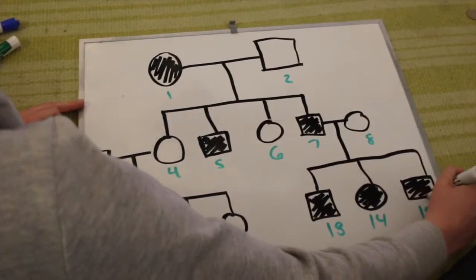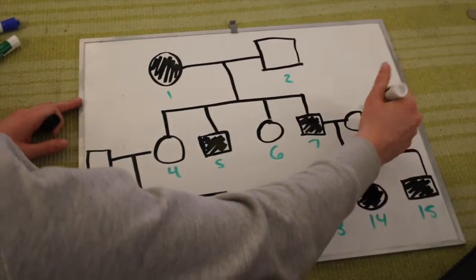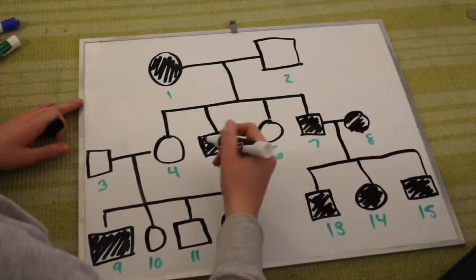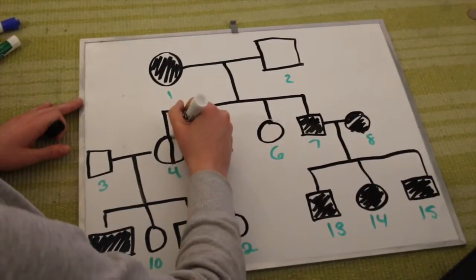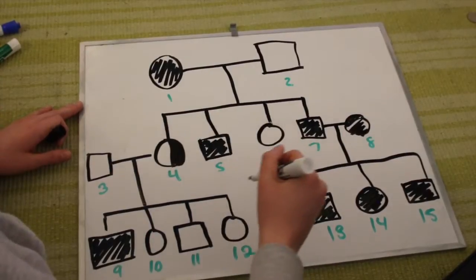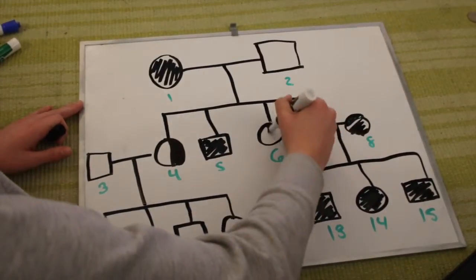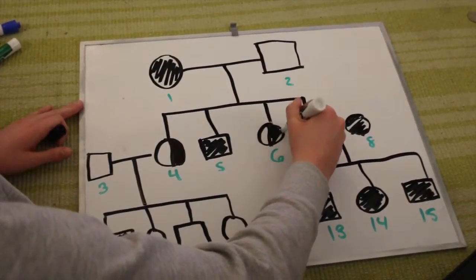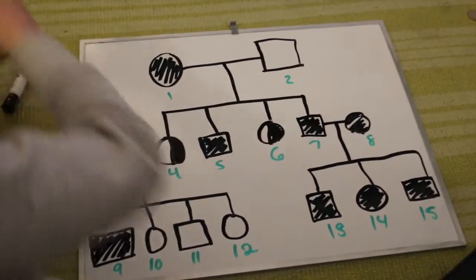Number 4 is a carrier because to have a son with the disease, the mother needs to be a carrier. So let's color half of that circle in. Number 6 is a carrier as well because the mom is a carrier. So we'll color in half of that circle too. Number 10 and 12 could be either genotype. We won't know until they have sons. Now the pedigree's full.